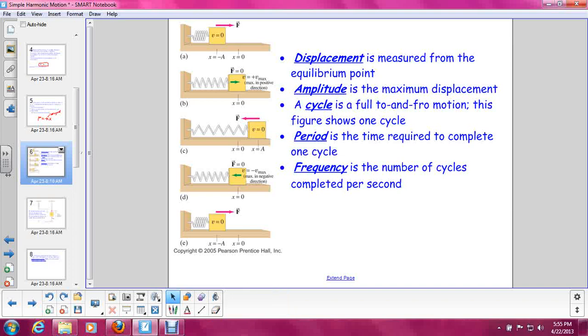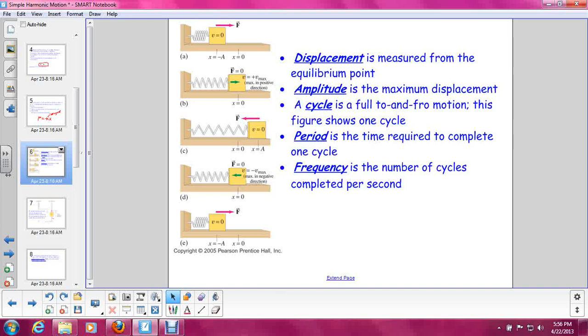One cycle is a full to and fro. That means if we have our compressed box, it needs to go all the way out, stop, and come all the way back. This is one cycle. If we were just to watch the box go out and stop, that's half a cycle. If we watch the box go out and back and then out and back again, that's 2 cycles. So it is a full all the way there and all the way back.